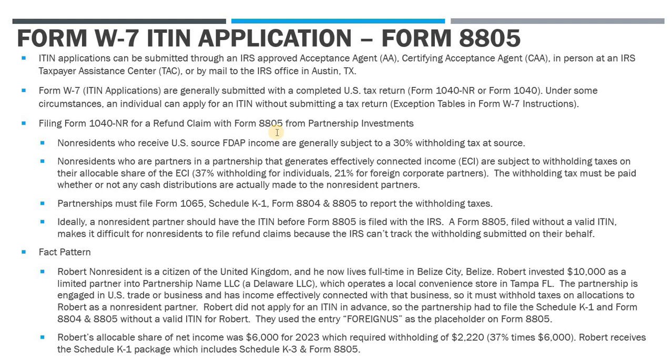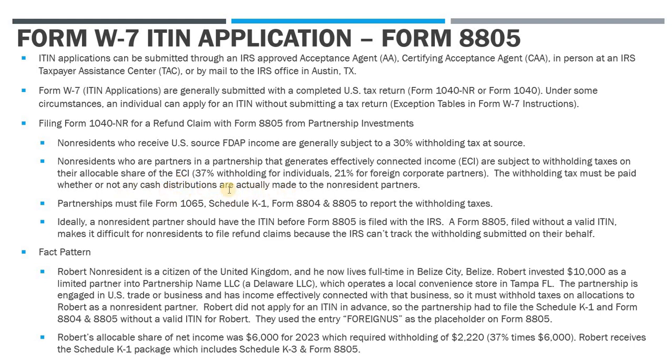And this is reported to us on an 8805. So why does this happen? Well, when you're a non-resident and you're invested in U.S. assets that generate U.S. source FDAP income, those earnings are generally subject to a 30% withholding tax at source. So FDAP income is interest, dividends, rents, royalties, things like that. Now, if you're a non-resident and you're a partner in a partnership, and that partnership is generating effectively connected income, so this is trade or business income, that income is going to be subject to withholding taxes at source as well on your net allocable share of the ECI.